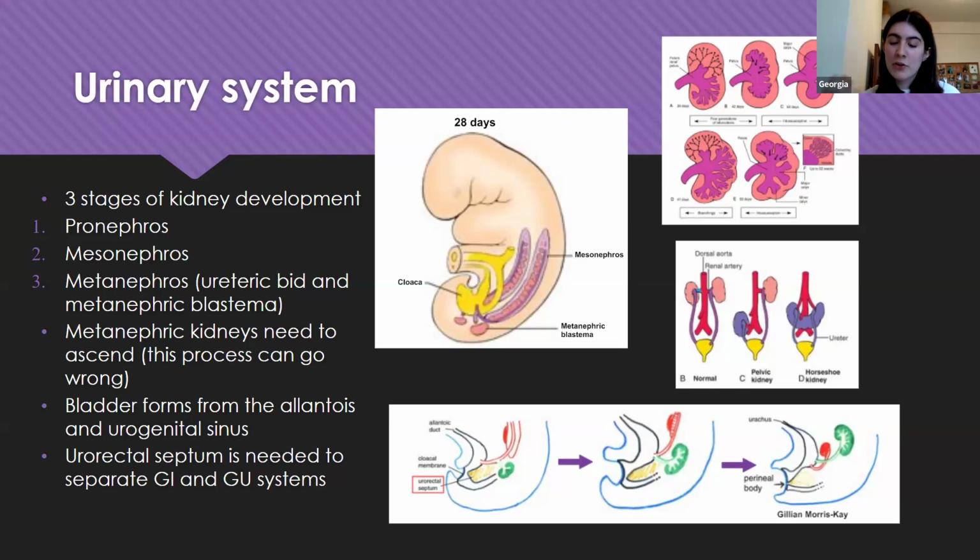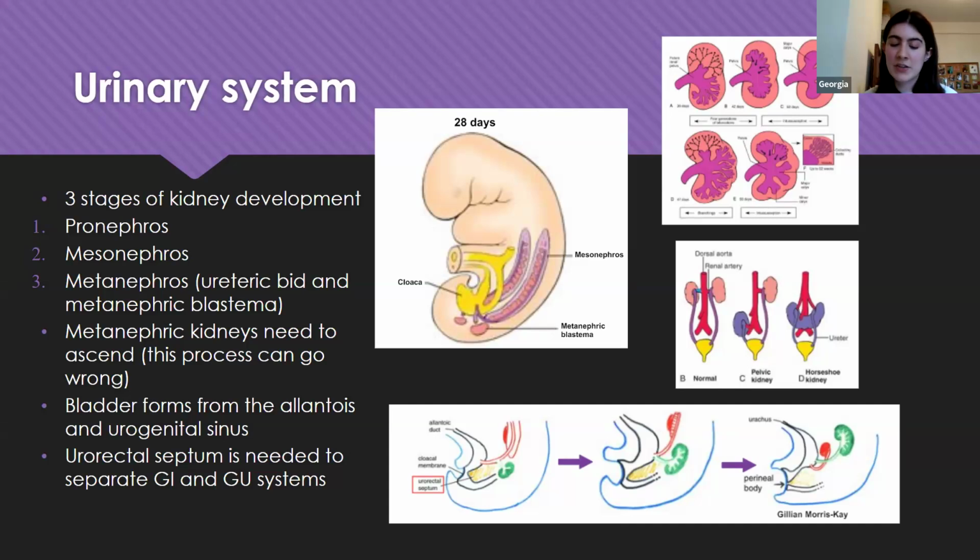So then you have your kidneys that are formed. Now you need the rest of the urinary system to form. So the bladder forms from the allantois, which is an outpouching of the hindgut, and also the superior part of the urogenital sinus. The inferior part of this sinus forms the urethra.